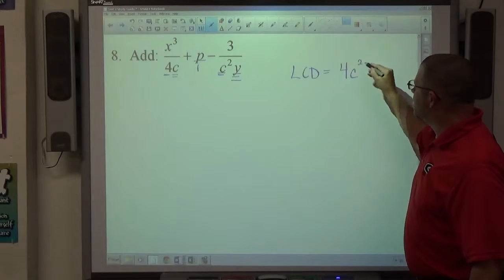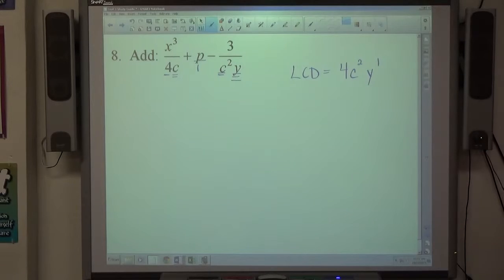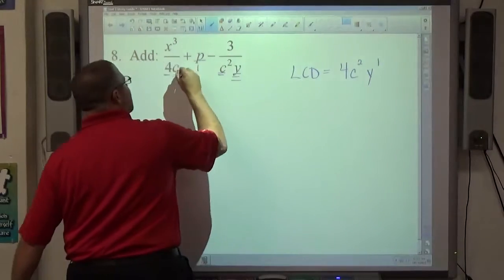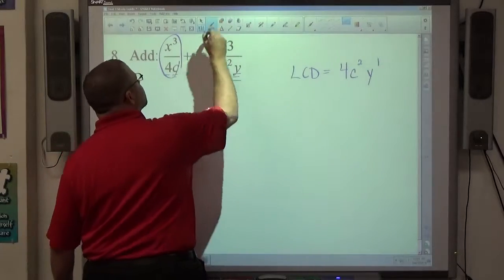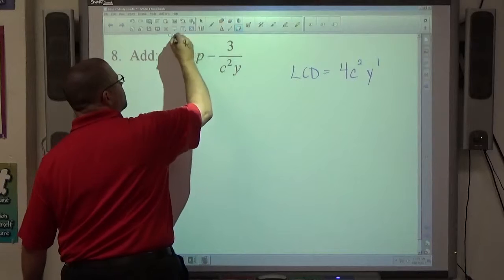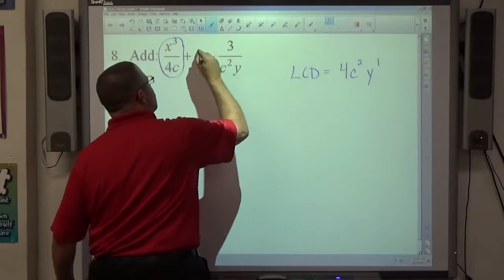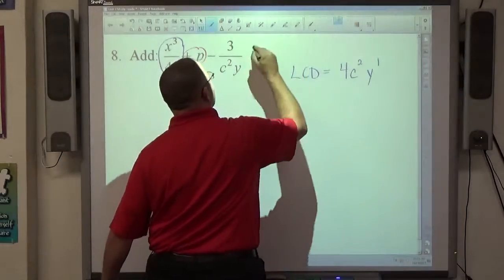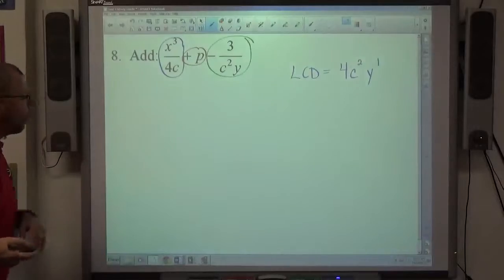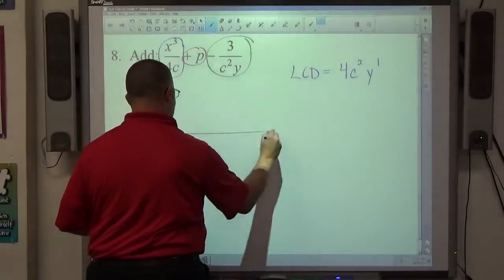C, we take the highest power, Y, we take the highest power. So 4c squared y is the least common denominator of these 3 fractions. Looking at these 3 fractions individually, I got fraction 1 here. There's fraction 1. We got fraction 2 right here, and we got fraction 3 right here. Of course, the p is over 1. What I'm trying to do here is create a common denominator of 4c squared y on the bottom.